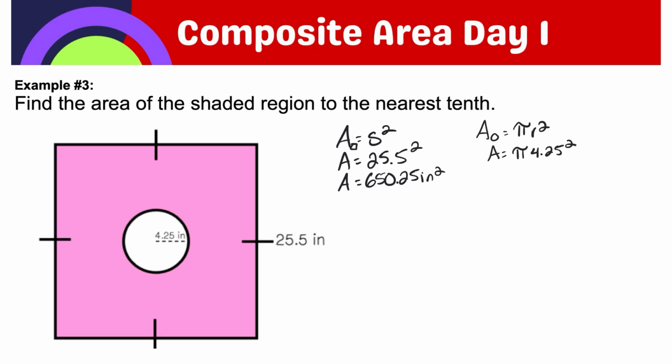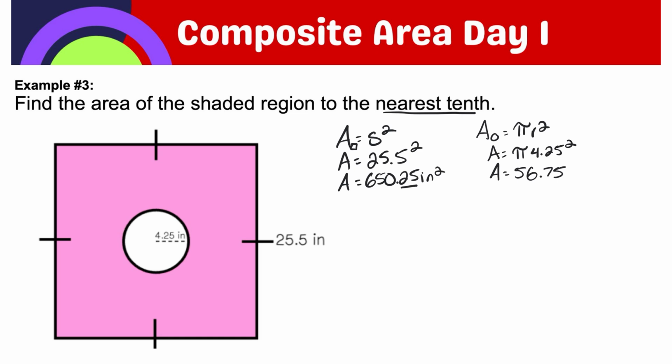And type this into our calculator. It also says to the nearest tenth. I'm going to leave it to the nearest hundredth until the very end. And the area of our circle is 56.75. Add these two together.